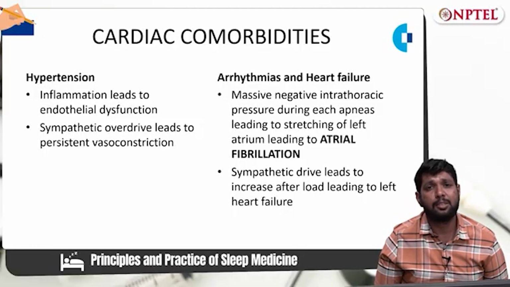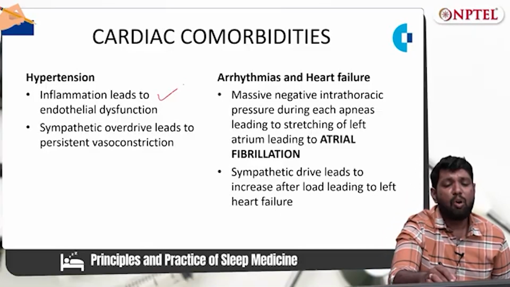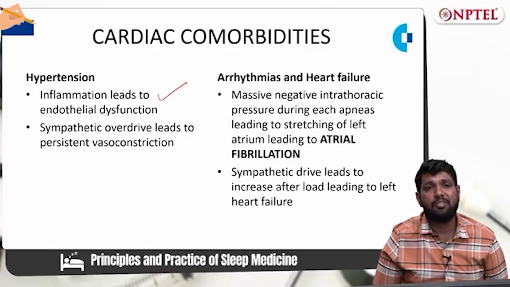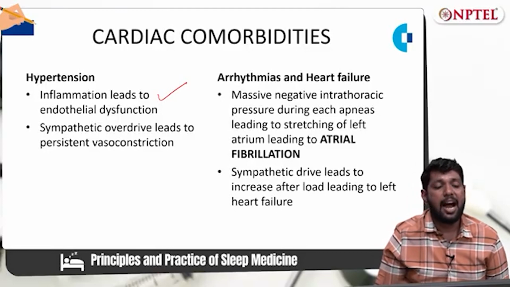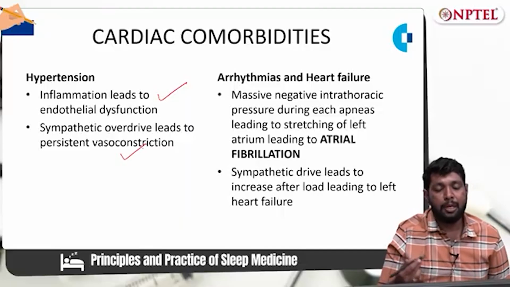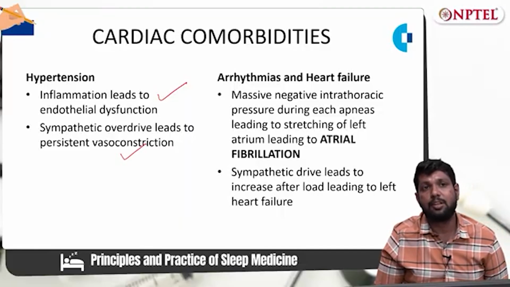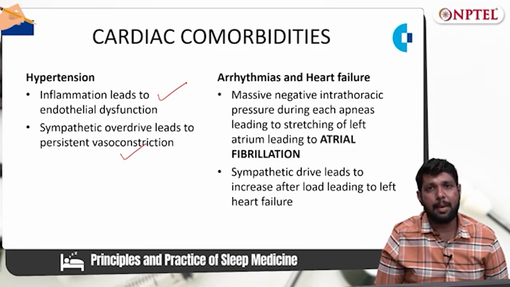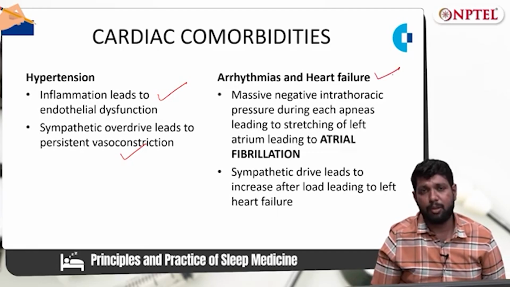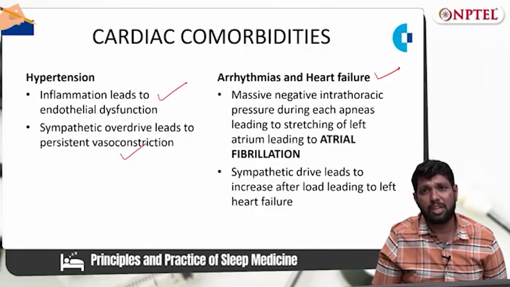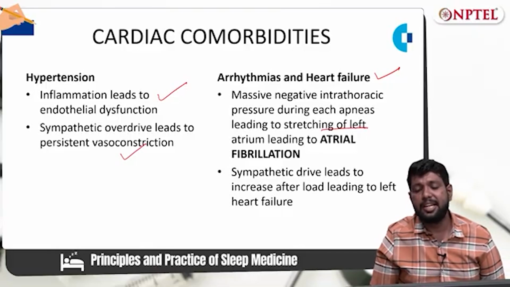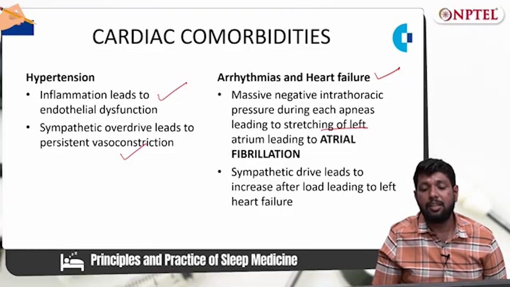Why does hypertension occur in OSA patients? Because chronic inflammation leads to endothelial dysfunction which worsens the hypertension, and the sympathetic, that is adrenaline overdrive, leads to persistent vasoconstriction which may further worsen the hypertension. Why does an OSA patient have arrhythmia and heart failure? Because the massive negative intrathoracic pressures during each apnea lead to stretching of the left atrium, leading to atrial fibrillation, and the sympathetic drive leads to increased afterload, leading to left heart failure.